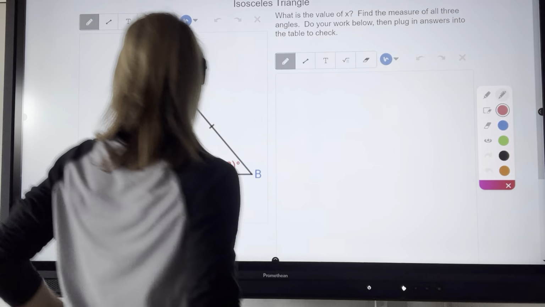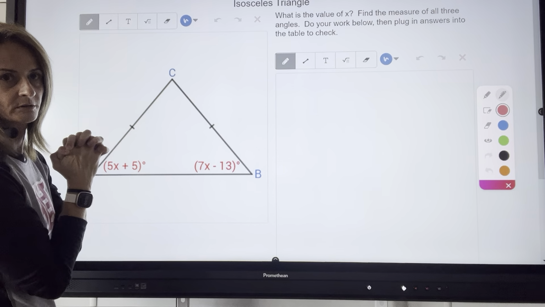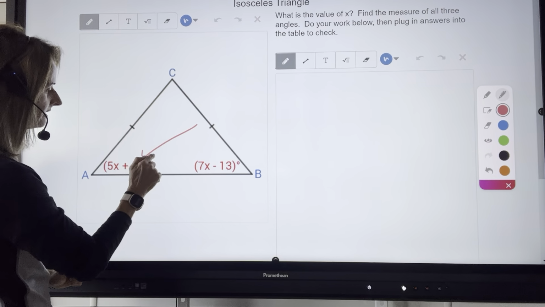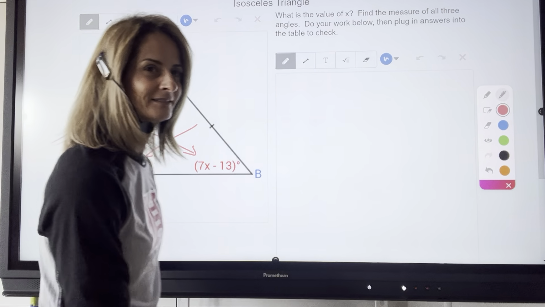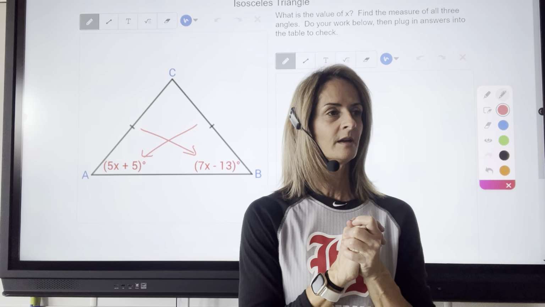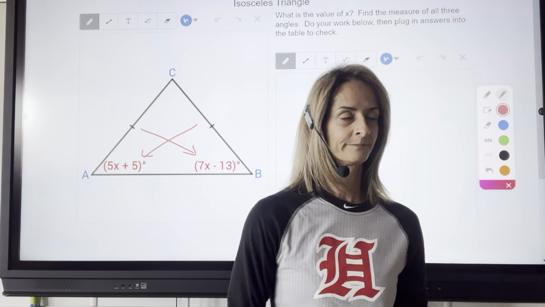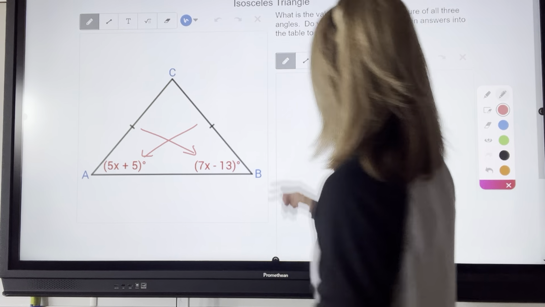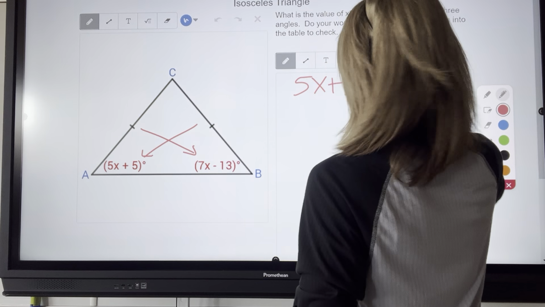In this diagram we've got an isosceles triangle. These sides are the same length, which tells us that these base angles are the same. How do we say things are the same in an equation? They are congruent. And back from unit 1, when we were writing equations from diagrams, how are we going to write an equation to say that they're the same? 5x plus 5 equals 7x minus 13. Excellent.